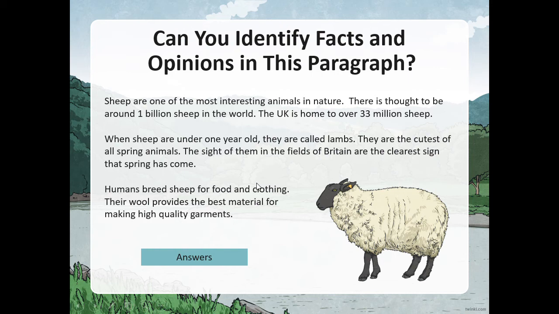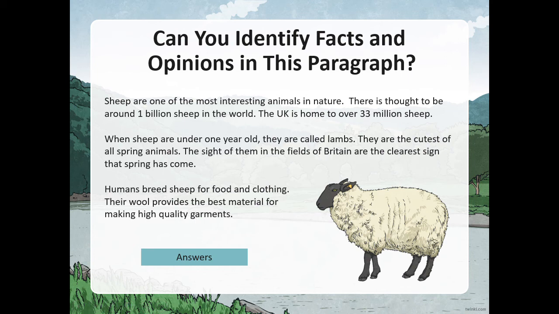The sight of them in the fields of Britain are the clearest sign that spring has come. Now, this is quite a hard one because the sight of sheep in Britain is a little bit of a sign that spring is coming. But is it the clearest sign that spring has come? We will see. I wonder if that might be an opinion.